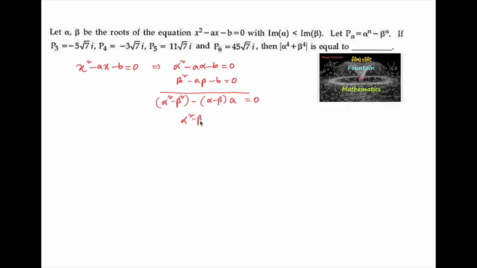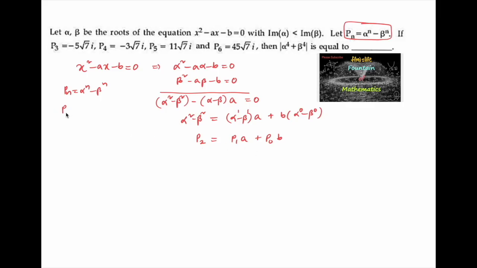That is alpha square minus beta square is equal to alpha minus beta of a plus 0, we can write it as b into alpha power 0 minus beta power 0. So that alpha square minus beta square, as given, Pn is equal to alpha power n minus beta power n. So this is P2 is equal to P1 into A plus P0 into B. So we are getting a relation between P1, P2 and P0.